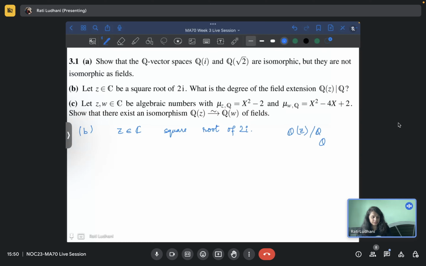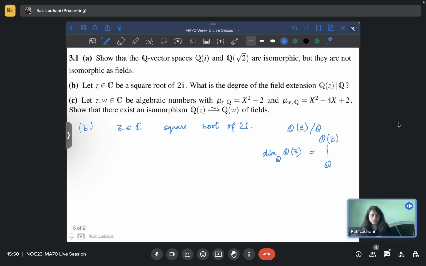Whenever the degree is asked, the degree is really the dimension of the vector space Q(z) over Q. So the degree, by definition, is the dimension of Q(z) over Q as a vector space. Is that clear? Great. So let's see.